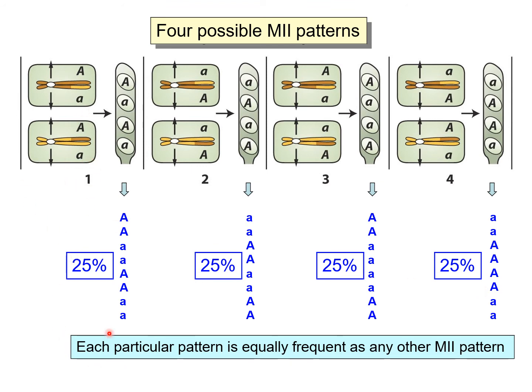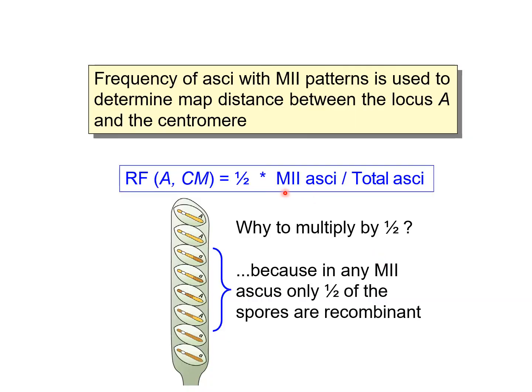So we need to count the ascus sacs having this pattern, the M2 division pattern. That's why it is called an M2 pattern; it is the result of crossover between the centromere and the A locus. Therefore, count the number of M2 ascus sacs divided by the total ascus sacs.